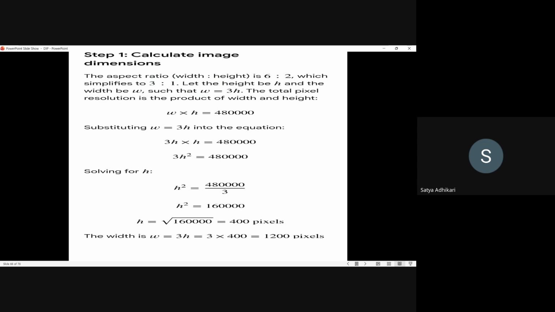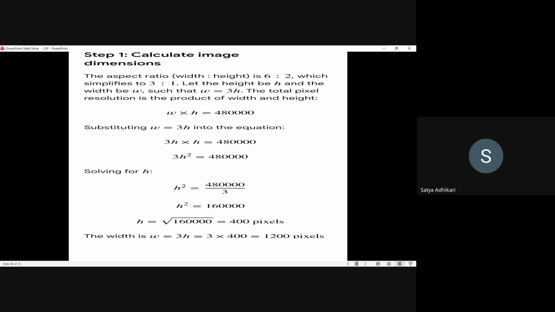Let the height be h and the width be w, such that w equals 3h, because we know that the width to height ratio is 3:1. So width by height equals 3/1. If we cross multiply, we get w is equal to 3h. That is, w is 3 times greater than h.